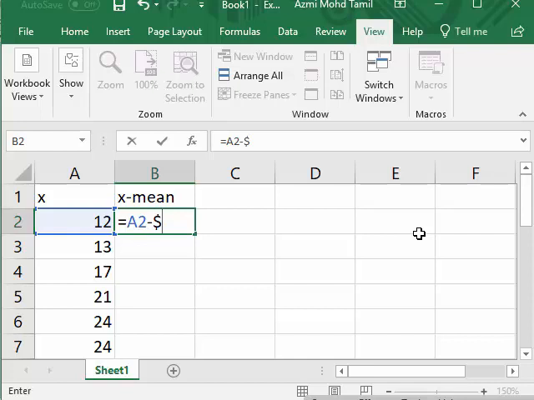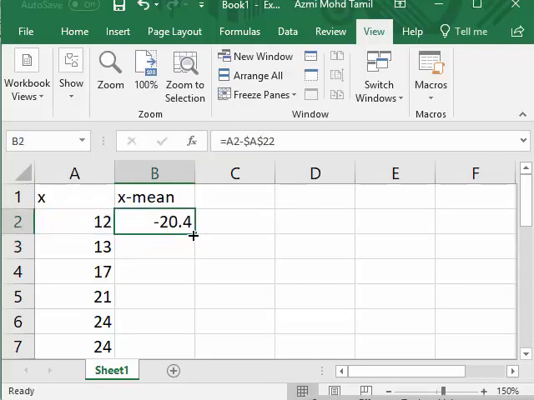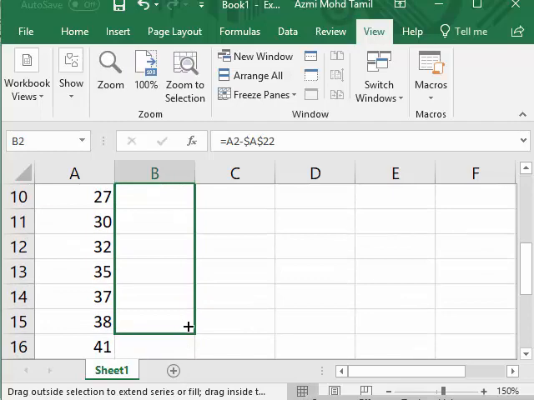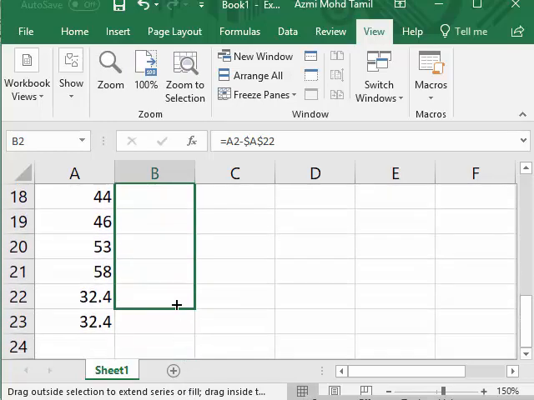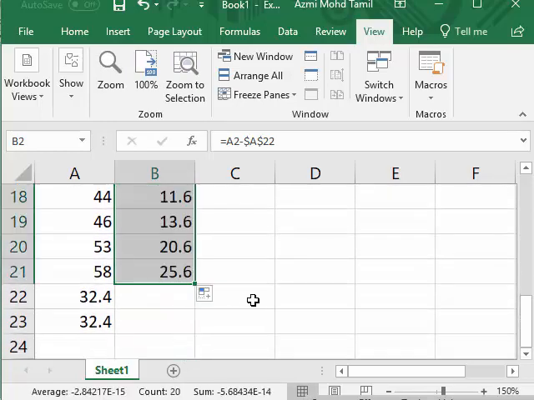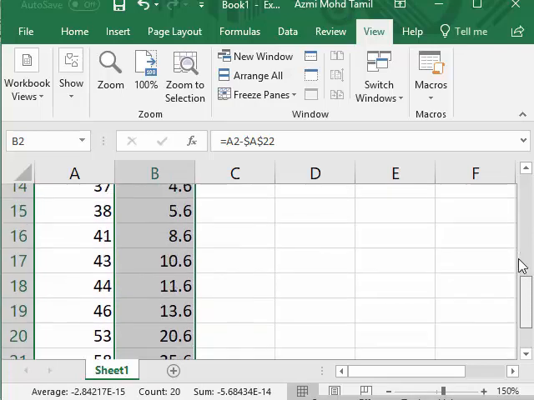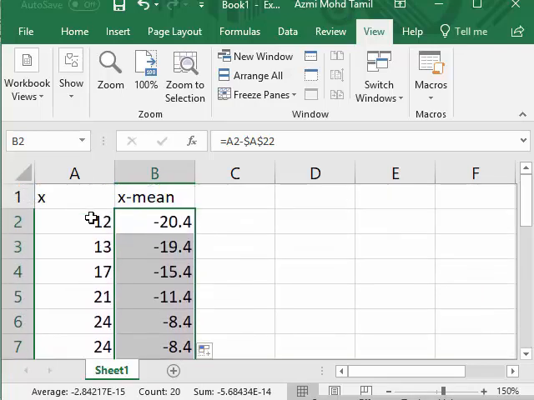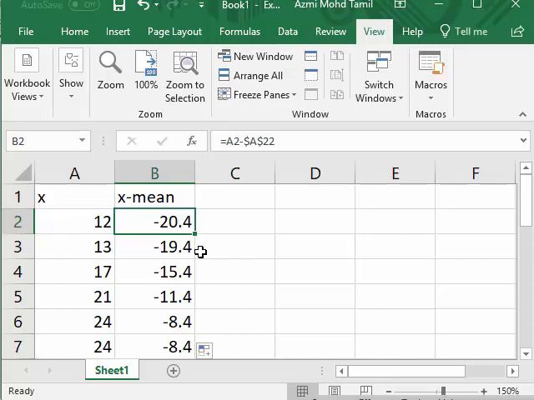So it's at A22, right? A22. Okay. So I'm going to drag and drop. Did you notice what I did? I did it only one time. The rest the computer does for me. That's why you have to learn Excel.